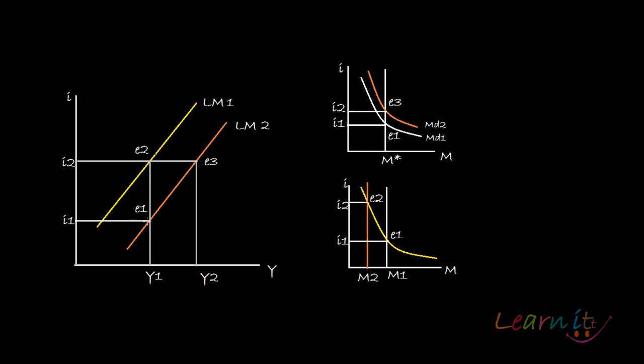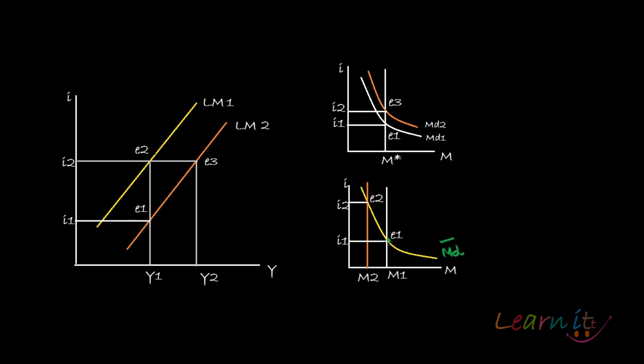Well, if you compare these two points, E1 and E2, what you will find is that there is no change in the output level, but interest rates have gone up. So in this panel, because there is no change in the output level, the money demand curve is constant. It is not changing, but something would have happened to money supply, which would have increased the interest rates. So a decrease in money supply for a given level of money demand would have increased the interest rate.